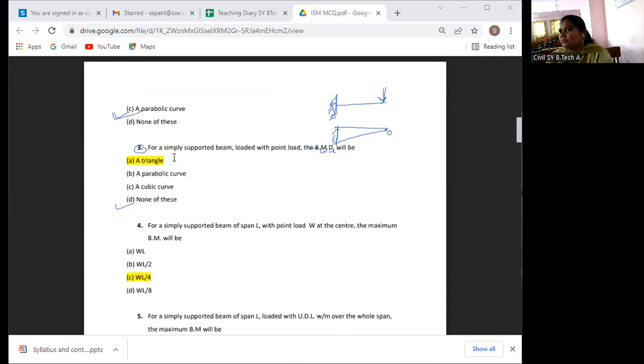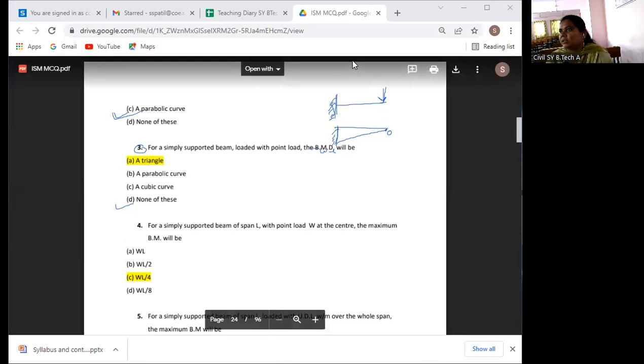Third question: for a simply supported beam loaded with point load, the bending moment will be a triangle, parabolic curve, cubic curve, or none of these. A simply supported beam is given, likewise. Loaded with point load. That means here a point load is applied. The bending moment diagram will be likewise.